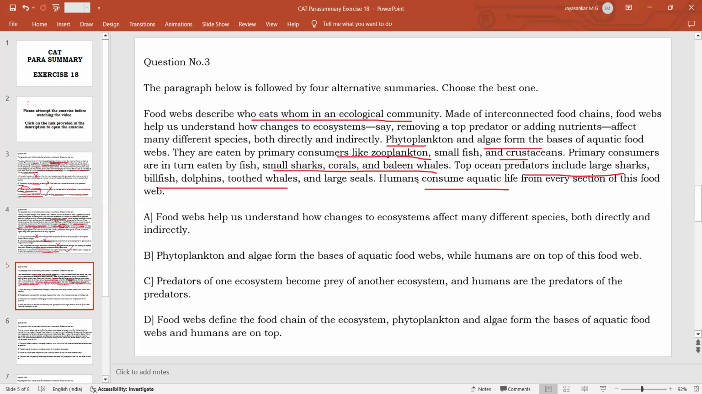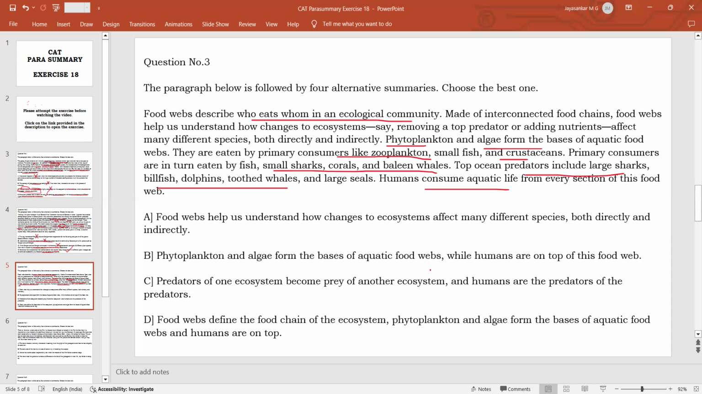So food webs consist of interconnected food chains. They help us in understanding the complexities of the ecosystem. And then we talk about aquatic food webs. So option A, food webs help us understand how changes to ecosystem affect many different species, both directly and indirectly. Good one, it is talking about the introductory sentence, but it is not talking about aquatic food webs. So this is a probable answer. Keep it in your mind.